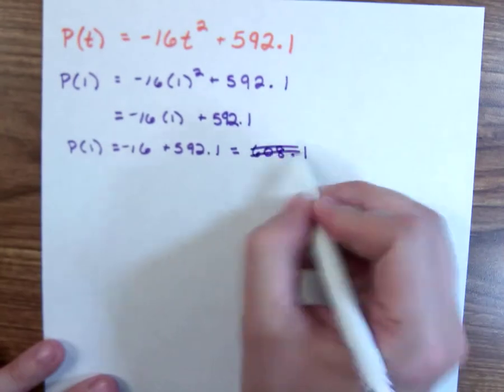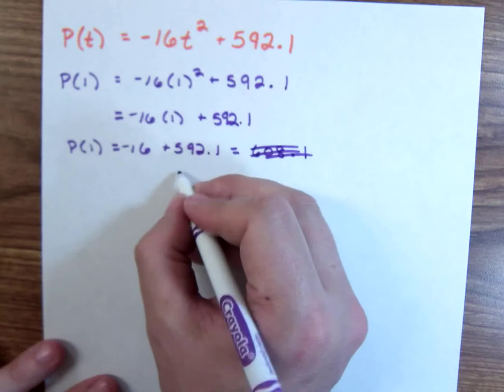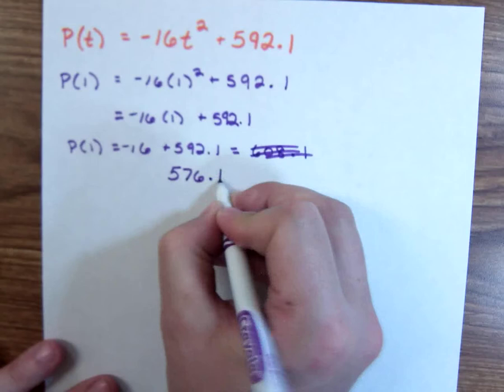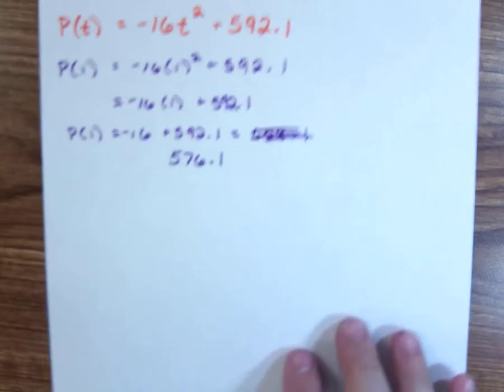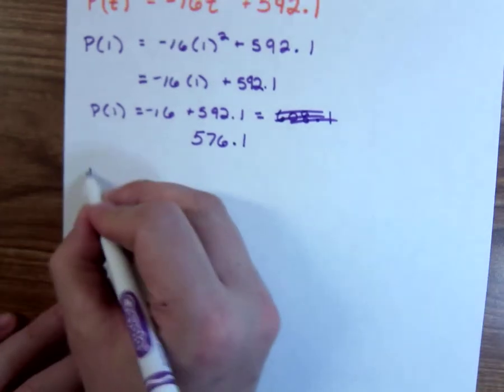Which is, yeah, you could tell immediately that I made a mistake. How can we tell right away that I made a mistake? Yeah, but how did we know that 608.1 could not possibly have been the right answer? At 592 when I drop it, it's probably not going to go up, we assume. Unless I'm dropping it in a wind tunnel, maybe. So it is 576.1.